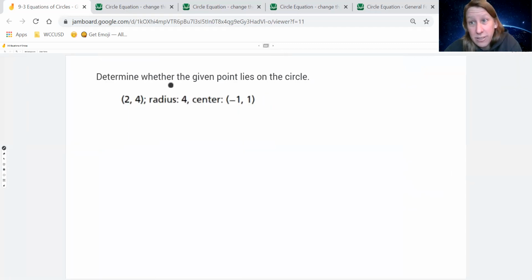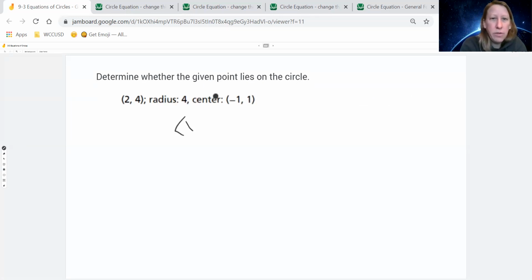Ooh, I like this one. This one I put on the quiz, and I didn't teach it in class. So hopefully you're watching this video right now. Determine whether the given point lies on the circle. All right, here's how you do this. First, we write the equation of the circle.